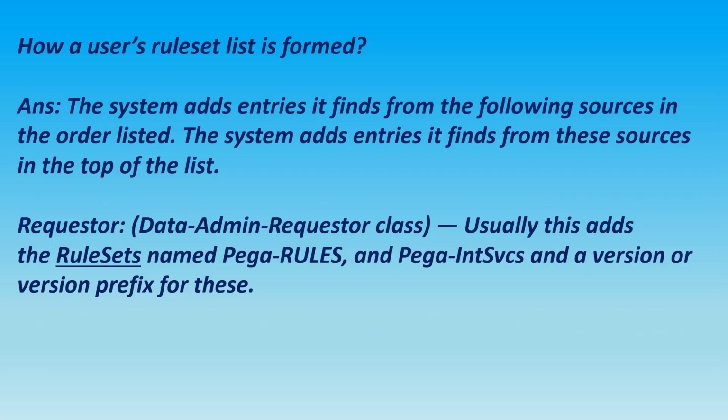And the second question is how a user's rule set list is formed. The system adds entries it finds from the following sources in the order listed. The system adds entries it finds from these sources in the top of the list. Requester. Usually this adds the rule sets named Pega rules and Pega int svcs and a version or version prefix for these.